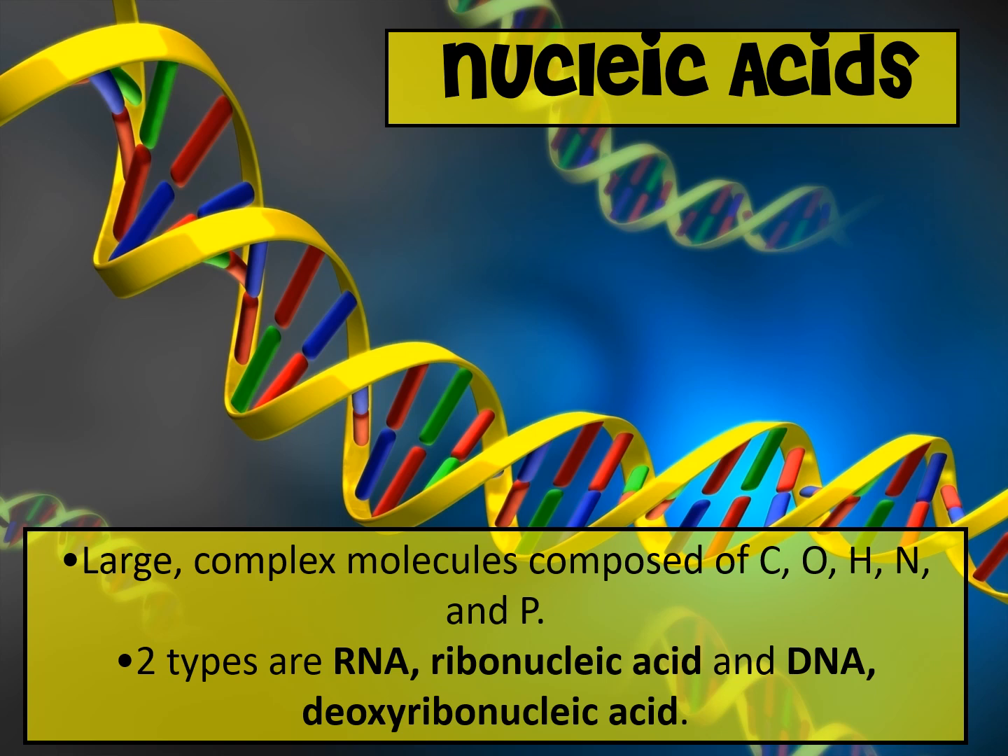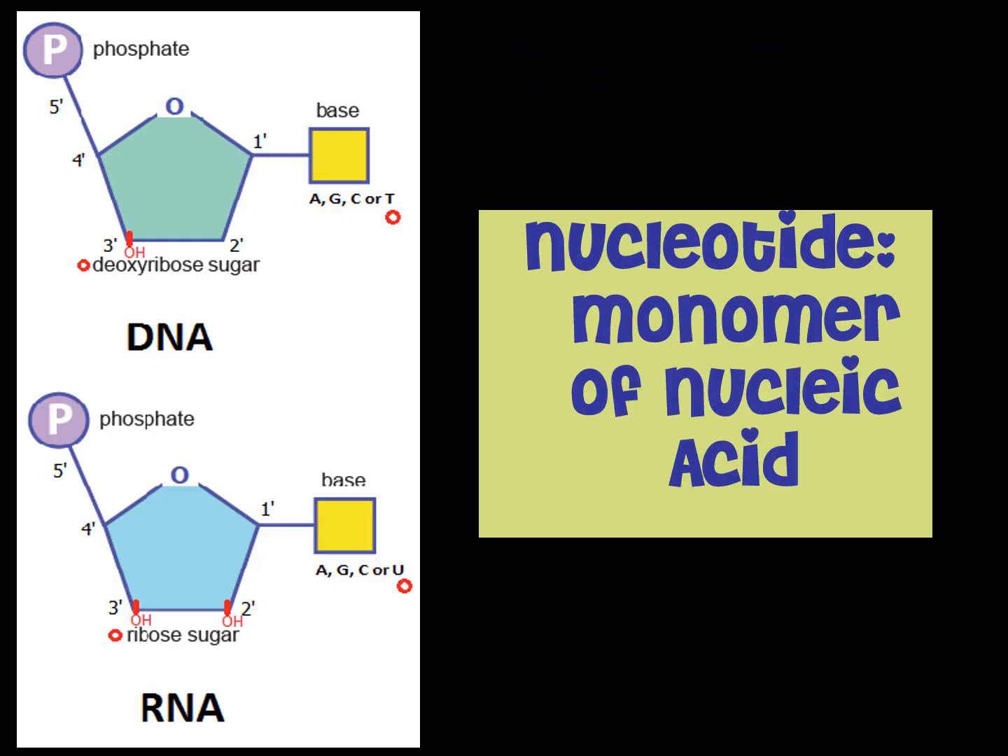The main difference in the chemical formula is that DNA, because it's deoxy, is lacking 1 oxygen when you compare it to the ribonucleic acid sugar. So that's some of the main differences. We'll talk about more of the differences later. Nucleic acids are composed of monomers called nucleotides. And so it's a little bit different between the two.